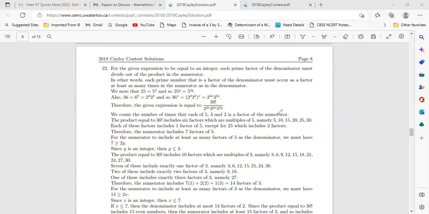So if you count all the number of 5s, you have 1, 2, 3, 4, 5, 6, and 7, if you include the repetition. So you do have 7 factors of 5. So they're saying that 7 is greater than or equal to 2y. They're comparing these factors with the powers of this.